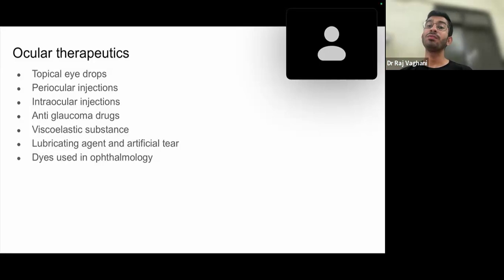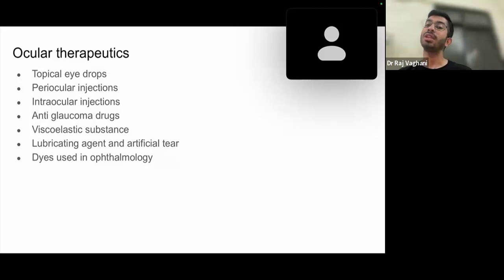Lastly, the viscoelastic substance and the lubricating agent or artificial tear. Viscoelastic substance is another class of drugs that we are going to study. The lubricating agent or artificial tear is for those who have very little tear. Normally our eyes are very wet, such that our eyelids blink. If I'm blinking right now, it is because my eyes have produced tear. If my eyes do not produce tear, I cannot blink. So it is very important that our eyes produce a lubricating agent, and if our eye does not produce any tear, then we have to instill an artificial tear.